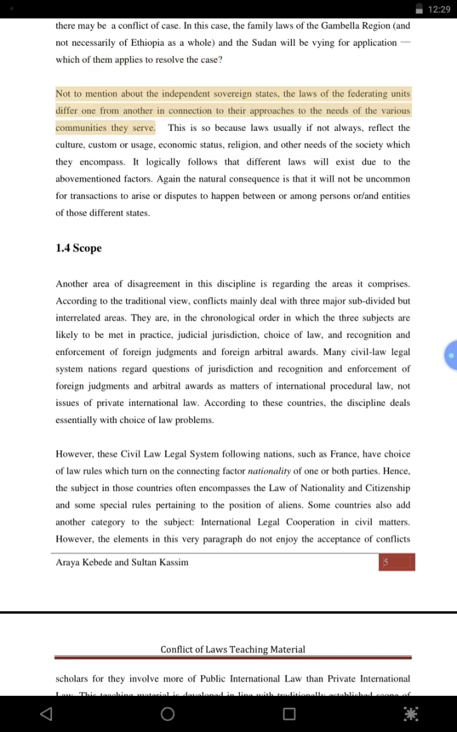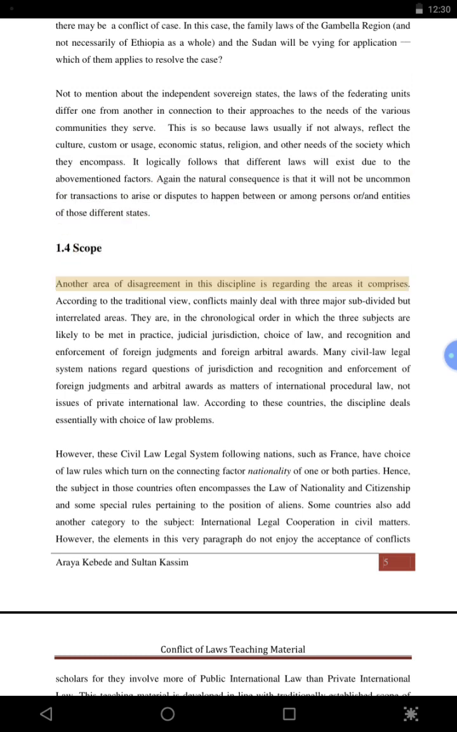Not to mention the independent sovereign states, the laws of the federating units differ one from another in connection to their approaches to the needs of the various communities they serve. This is so because laws usually, if not always, reflect the culture, custom or usage, economic status, religion, and other needs of society which they encompass. It logically follows that different laws will exist due to the above-mentioned factors. Again, the natural consequence is that it will not be uncommon for transactions to arise or disputes to happen between or among persons and entities of those different states.